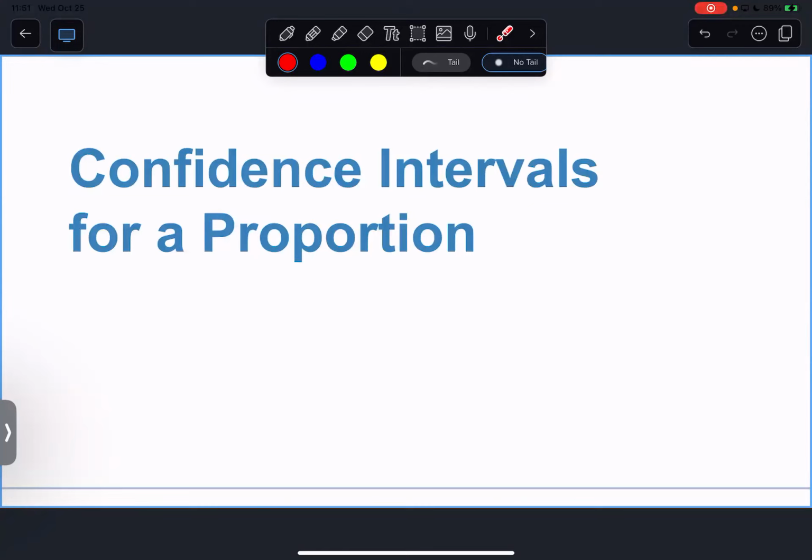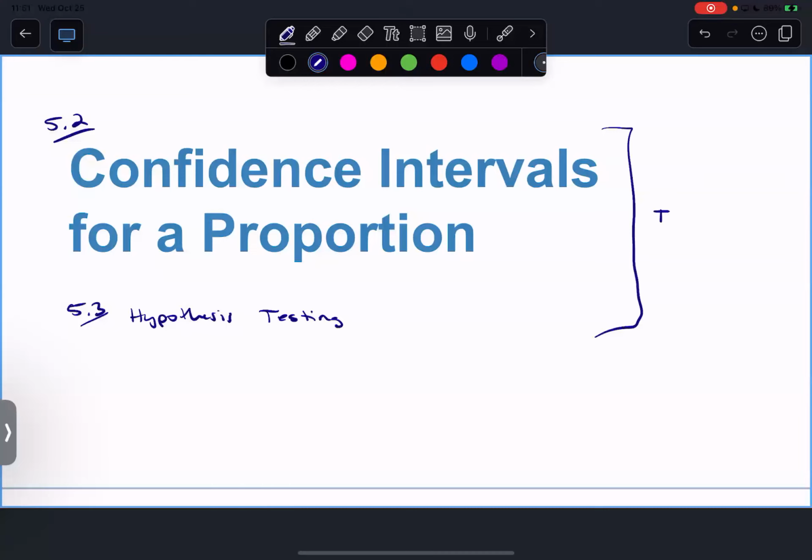Now we're ready for the confidence intervals for a proportion. Just as a heads up, this is section 5.2. In 5.3, we introduce hypothesis testing. Together they make inference. There are a couple of other things that we can do, but at its core, we can split inference into confidence intervals and hypothesis testing. And that's what we're going to be doing for all these different types of problems.